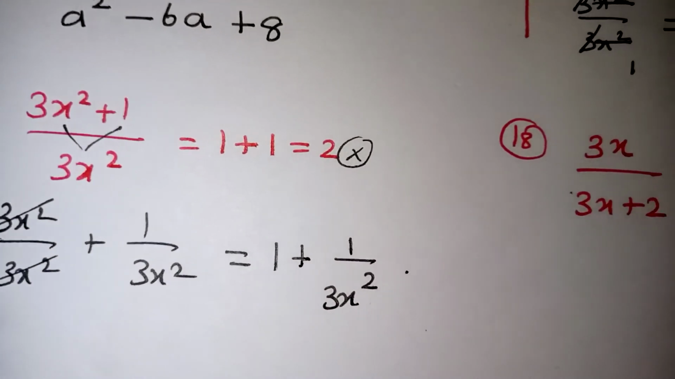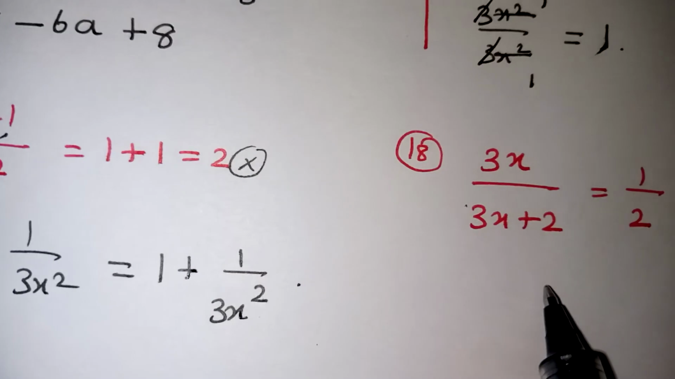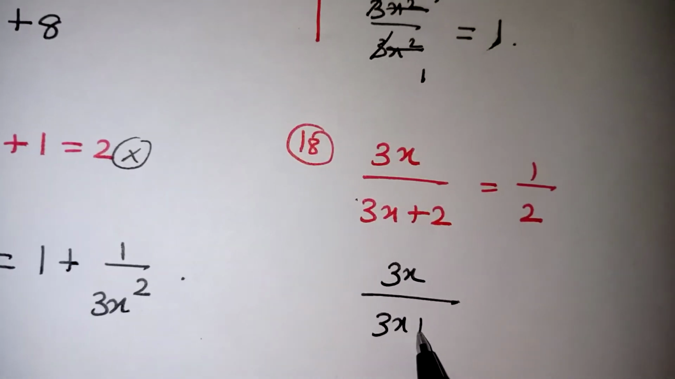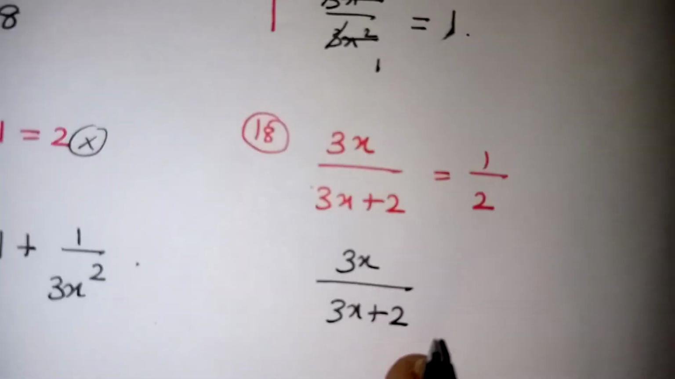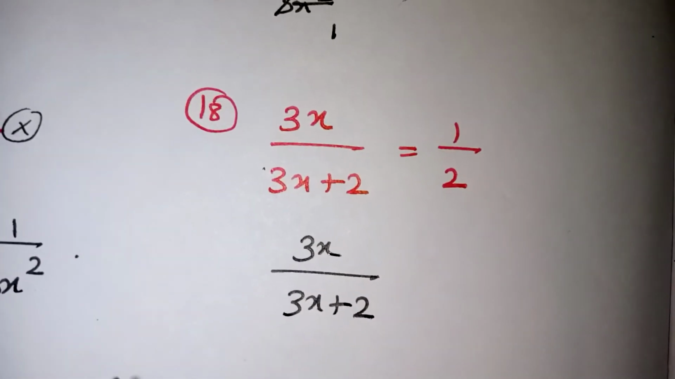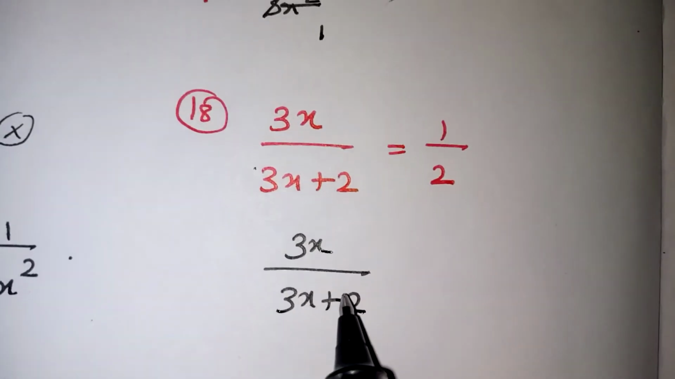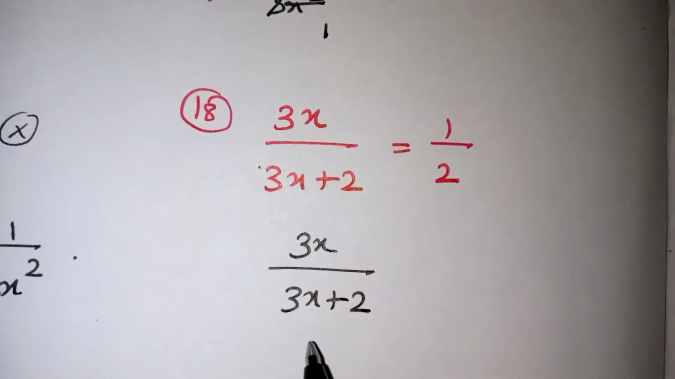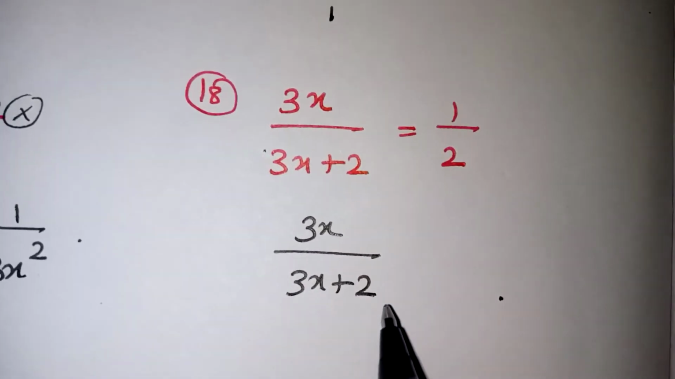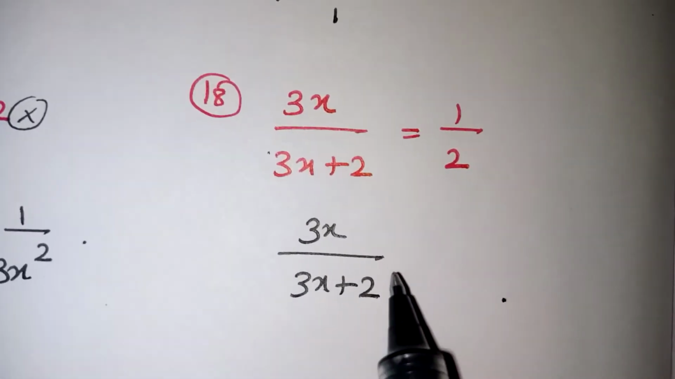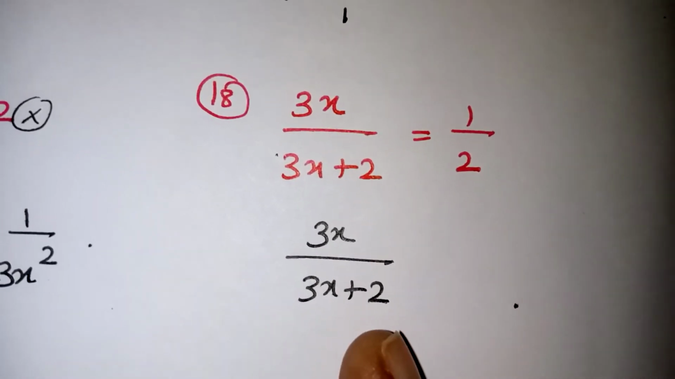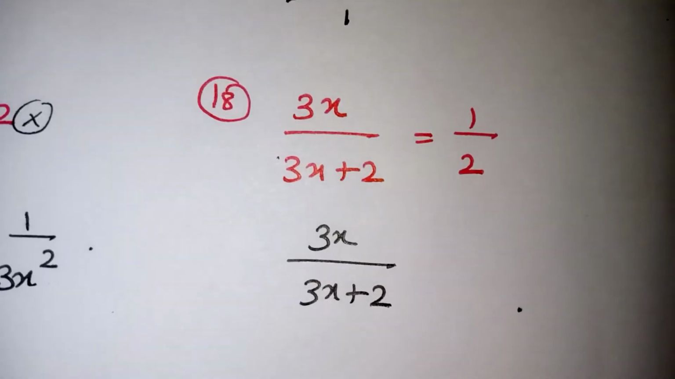Coming to the next question, 3x by (3x plus 2). Here we can't do anything, because 3x by (3x plus 2) is already in simplified form. So here we cannot cancel 3x. That way it's impossible. When the numerator has multiple terms and the denominator is a single term, we can take it for all the terms separately. But here the denominator has many terms and the numerator is only one term, we can't do anything. So the answer will be the same: 3x by (3x plus 2) is the answer. That is simplified only.